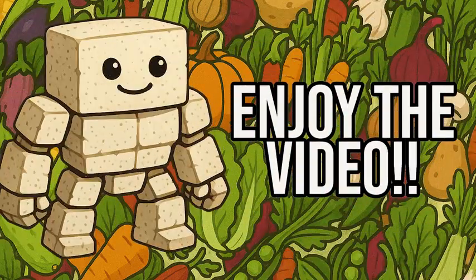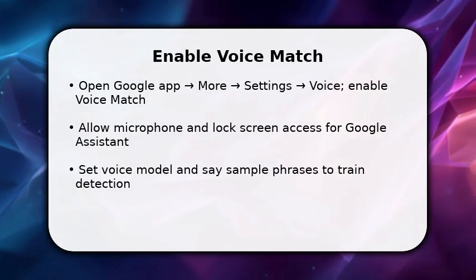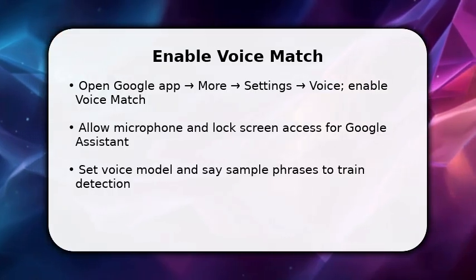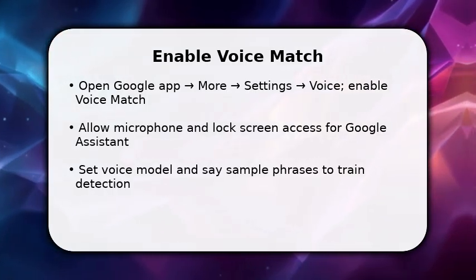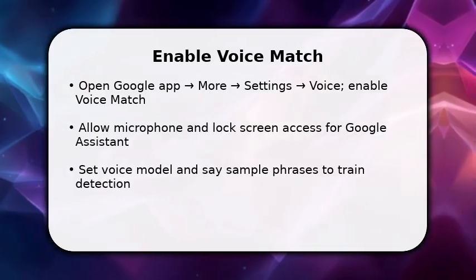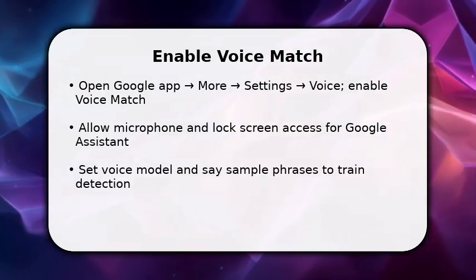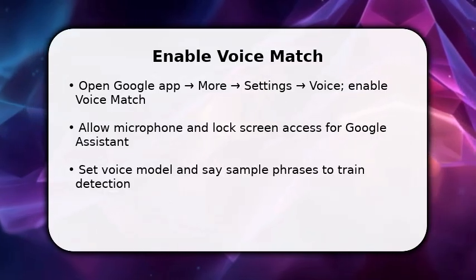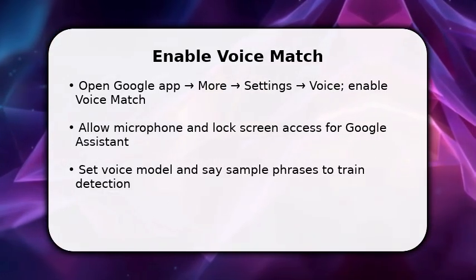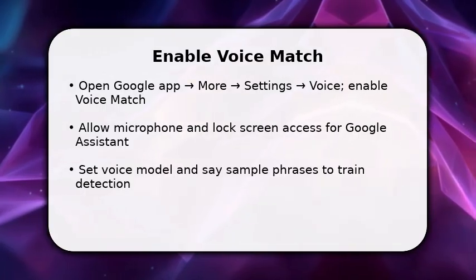Please enjoy the video. You'll start by enabling Voice Match so Google recognizes you when the phone is locked. Open the Google app, go to Settings and Voice, then enable Voice Match. This trains a voice model for your profile. Make sure microphone permission and lock screen access are allowed so the assistant can hear commands while locked.